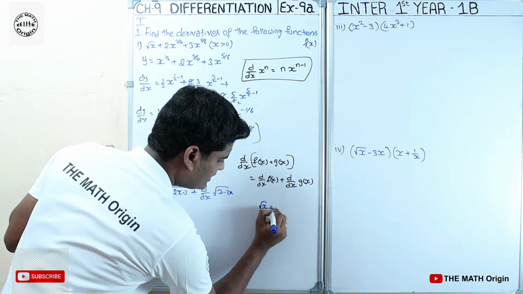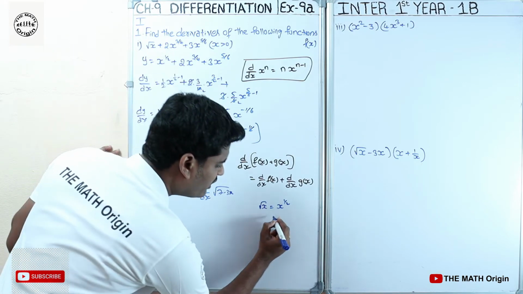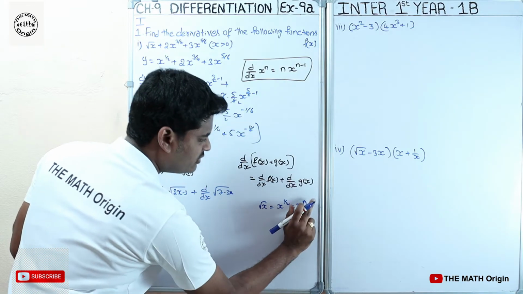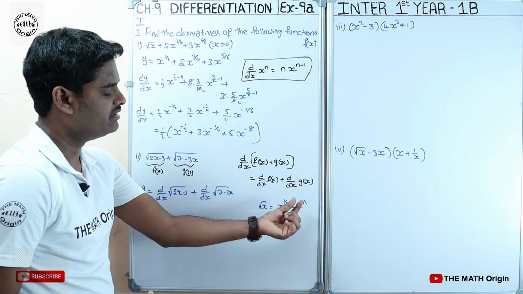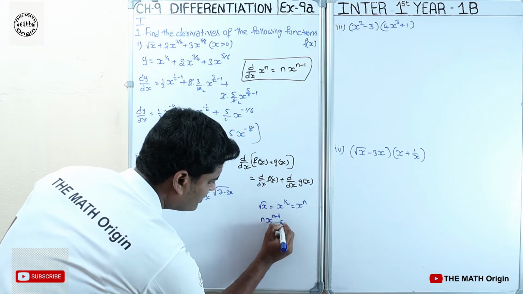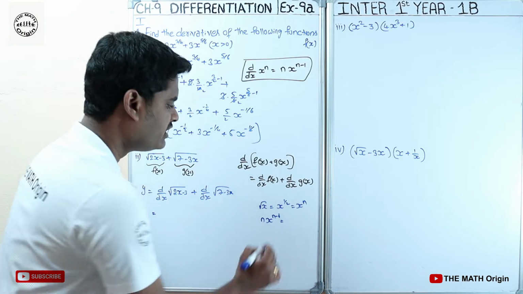Root x, I will write it as x power 1 by 2. Now this is in the form of x power n, and for x power n we have a formula: n into x power n minus 1. So in general, let's take it for root x, which is the power 1 by 2.